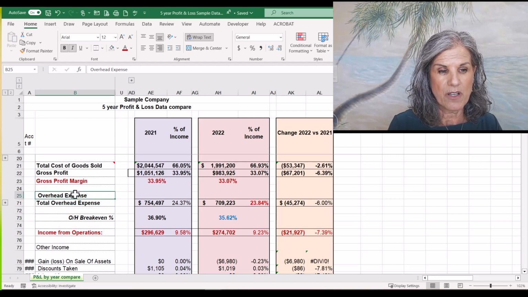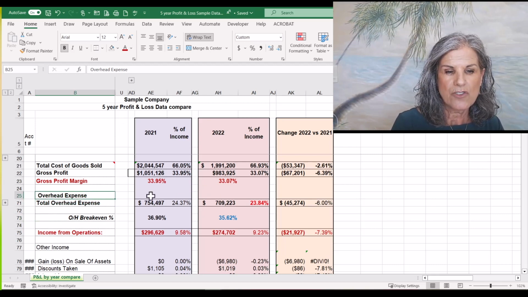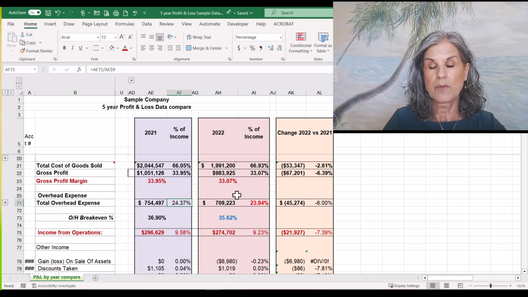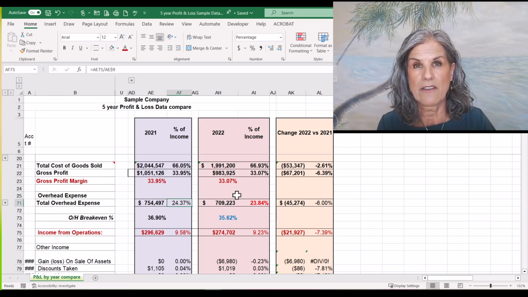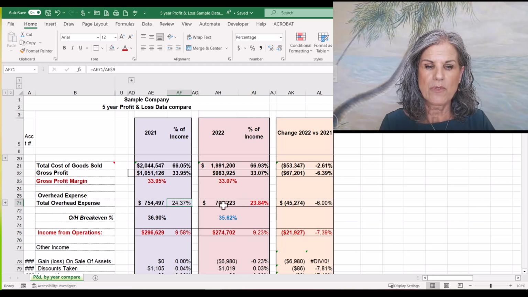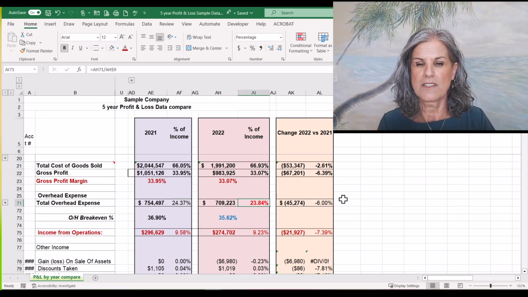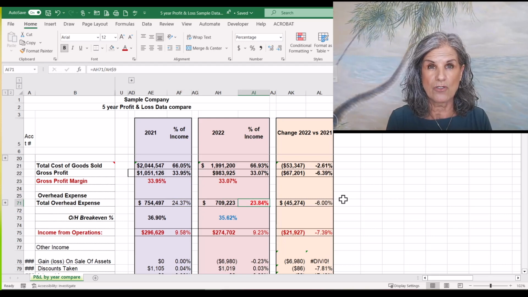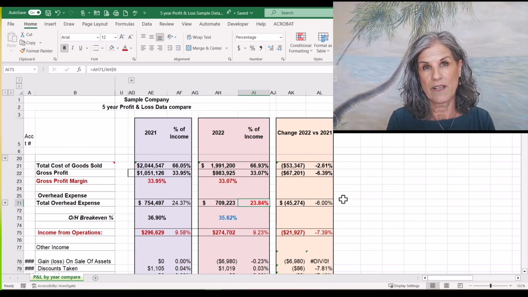They look at the profit and loss, and you look at your total overhead expenses, and you look down here on the profit and loss that gets produced out of QuickBooks or wherever your accounting software is, and it says 24.37. This year it said 23.84, and people think that's how much they have to charge just to break even, or charge to mark up for overhead. But that number will actually bankrupt your business. That is not the correct number.